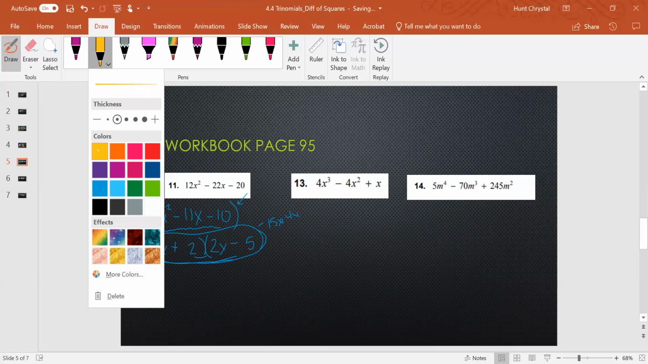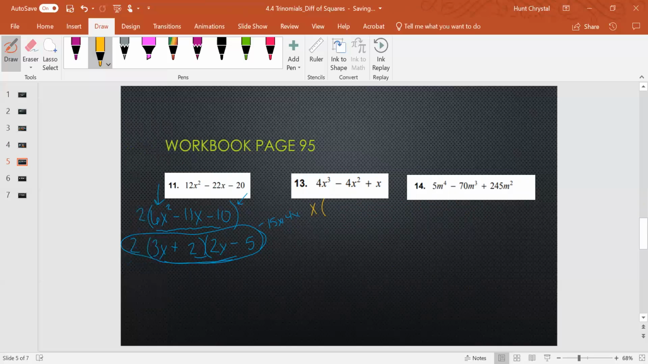All right, so the next one, number 13, I do have a GCF. I know some of you have talked to me about not recognizing, without the number, that there's a GCF, but always look at the letters too. There is a GCF of x. And when I take that out, I'm left with 4x squared minus 4x plus 1.